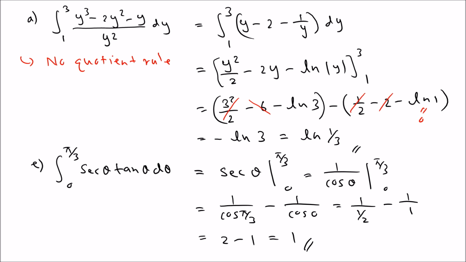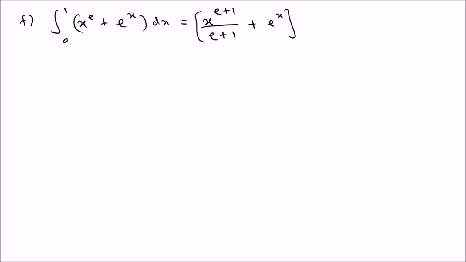Let's do 2 more examples before we go to the next topic. How about this one? The integral from 0 to 1 of x to the e plus e to the x dx. Again, x to the e is a constant power, so we can just do it using the power rule. You add 1 to the power and divide by the same power, and then plus e to the x is e to the x, that we know. With the bracket, from 0 to 1.